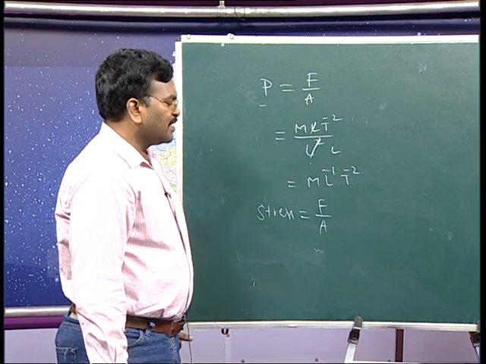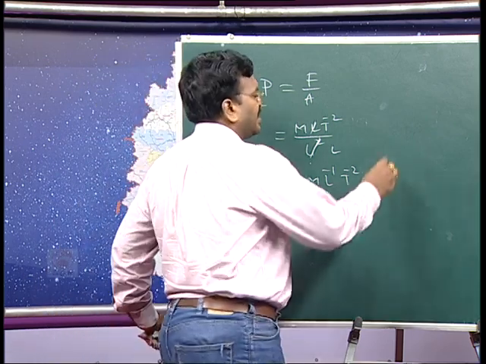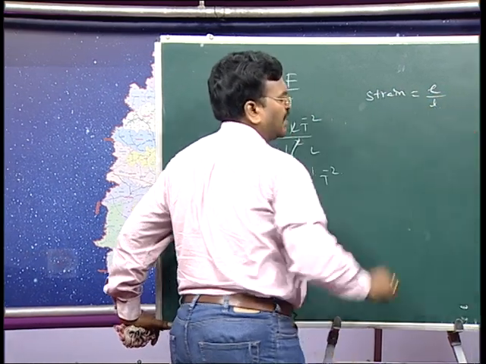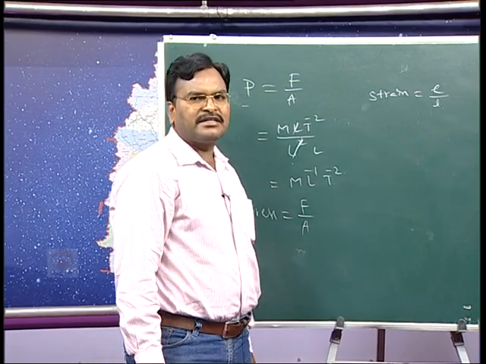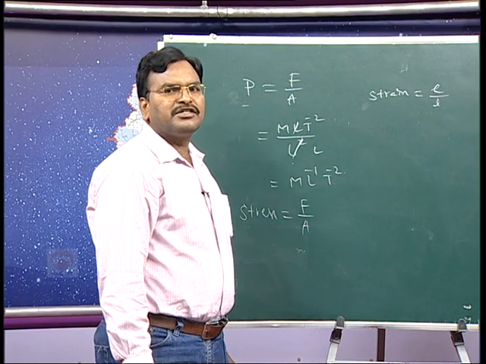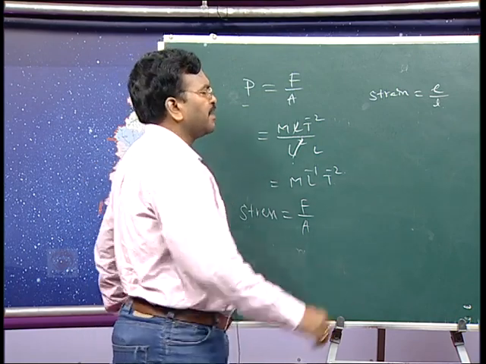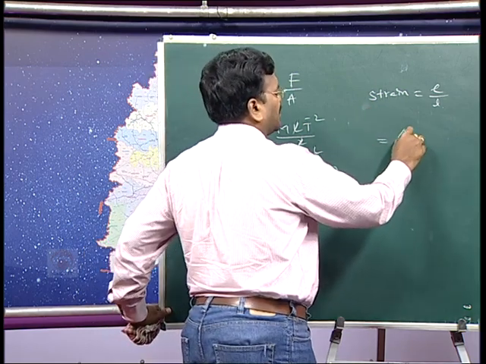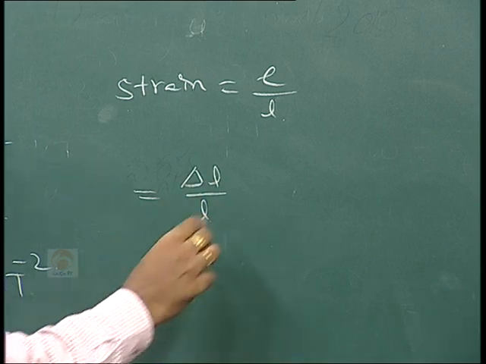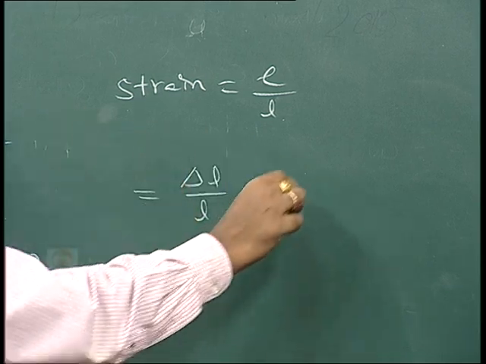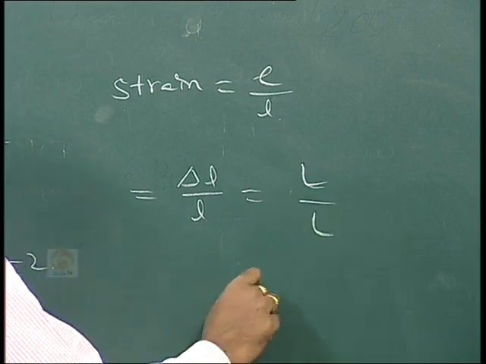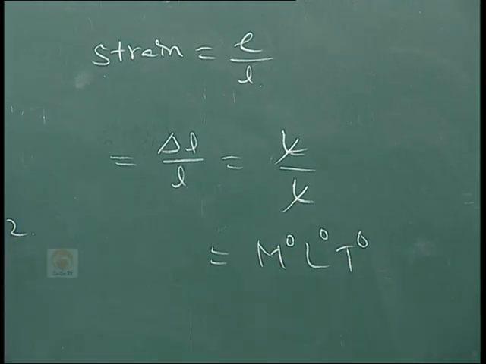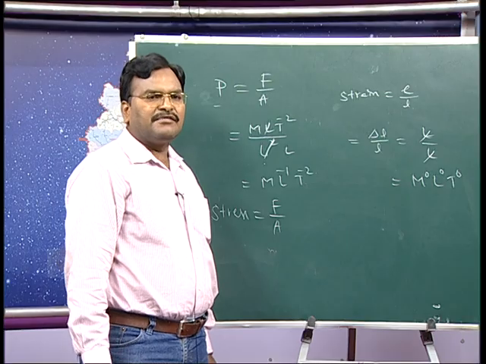And also we have strain. What is strain? Change in dimension per unit dimension. Strain is equal to what? e/L. Here, longitudinal strain, e/L. What is e? Elongation. What is L? Length. Longitudinal strain is the change in length by original length. What is the dimension formula for change in length? Change in length is nothing but length. So L/L, the L's get cancelled. So it is dimensionless. Strain is dimensionless.